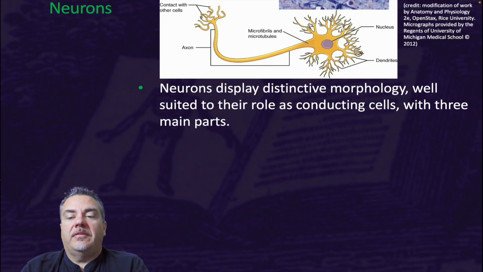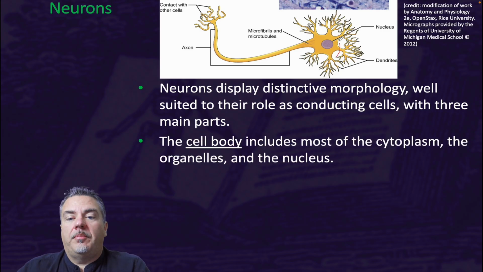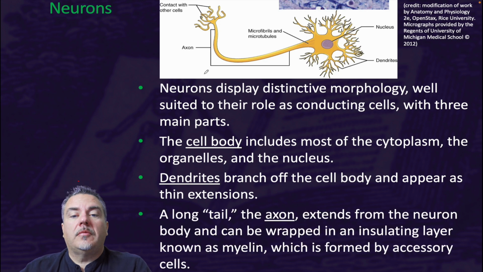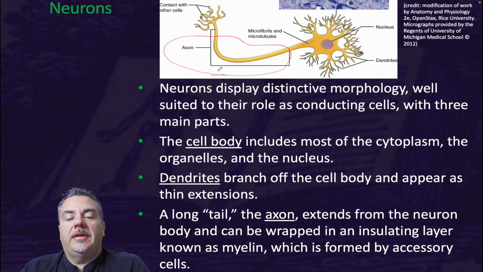Neurons display distinctive morphology, well suited to their role as conducting cells, with three main parts. The cell body includes most of the cytoplasm, the organelles, and the nucleus. The dendrites branch off of the cell body and appear as thin extensions. A long tail, the axon, extends from the neuron body and can be wrapped in an insulating layer known as myelin, which is formed by accessory cells.